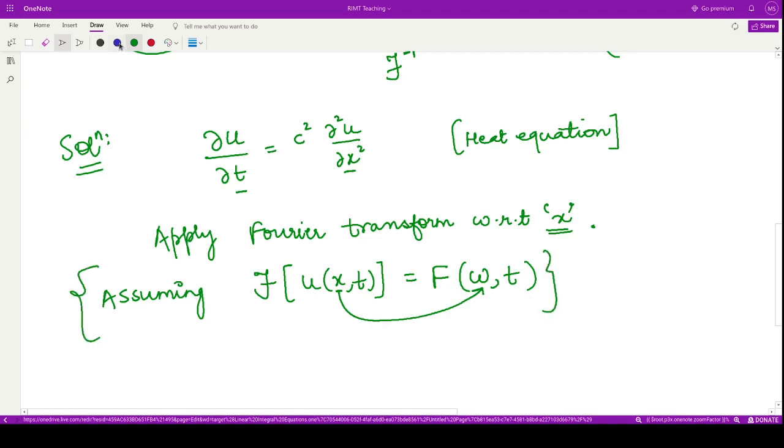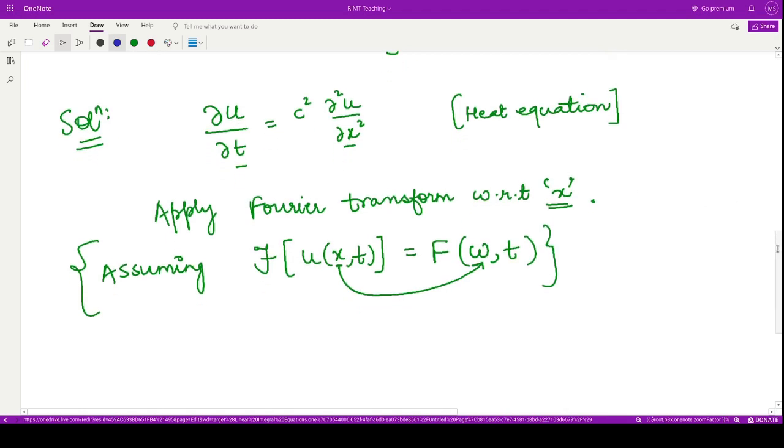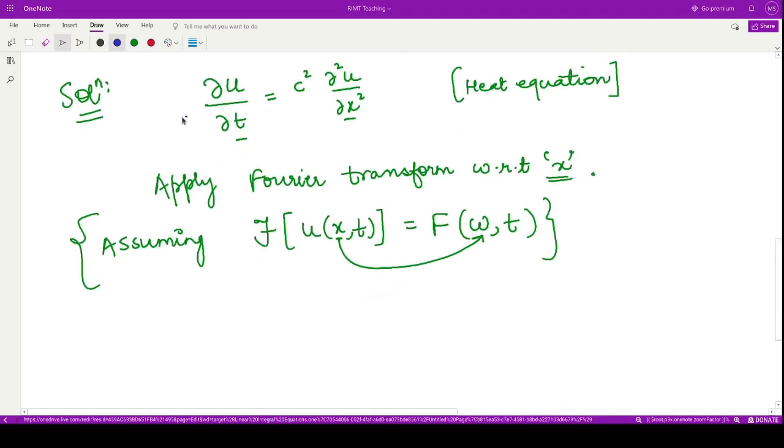Okay, so that means when you apply the Fourier transform on this equation, you obtain the Fourier transform of del u by del t, right?